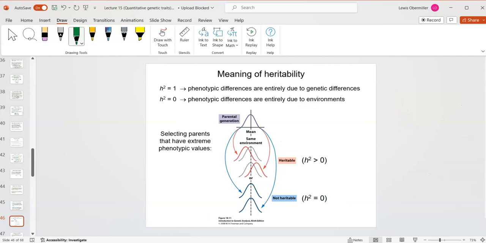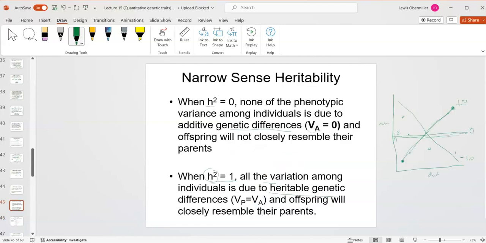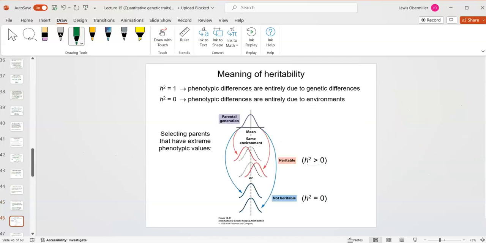All right. This doesn't really matter, I think I've explained it well enough. So if it's greater than 0, then it's heritable, right? If this line slopes at all in either direction, then it's heritable. If it's flat, then it's not.